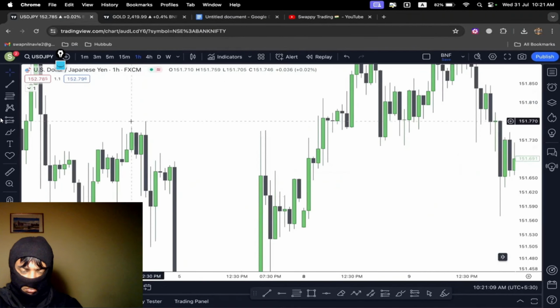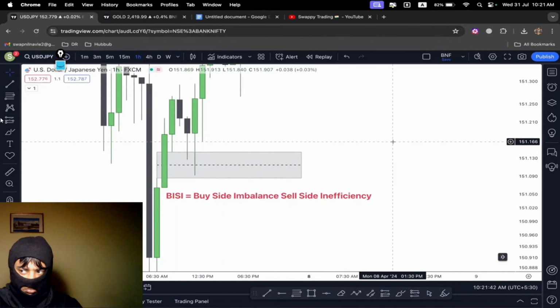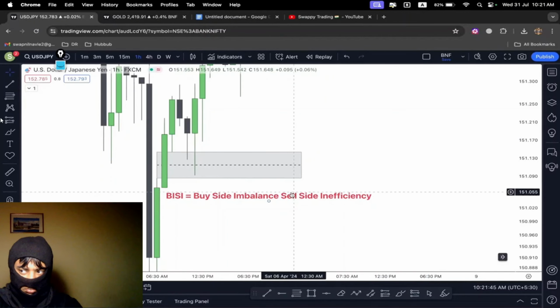So, let's understand a little about BC and CB. What is it? What is it called? And what does it mean? How do we identify it? Okay, BC means buy-side imbalance, sell-side inefficiency. That means this bullish fair value gap in these shorts. So the full form of BC here is buy-side imbalance, sell-side inefficiency.